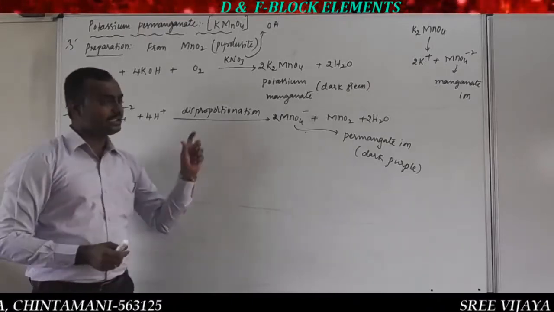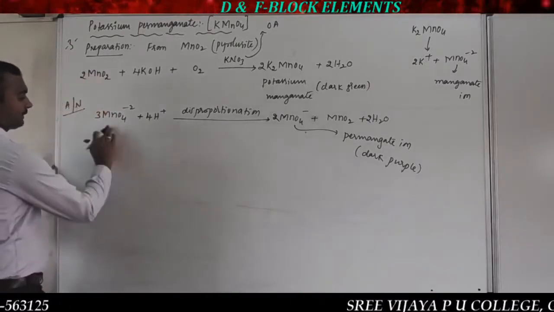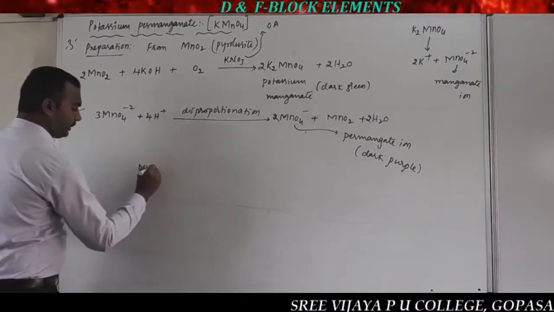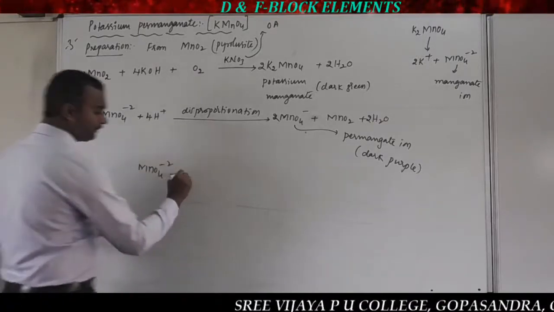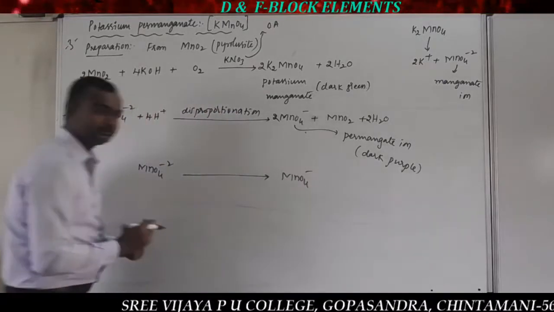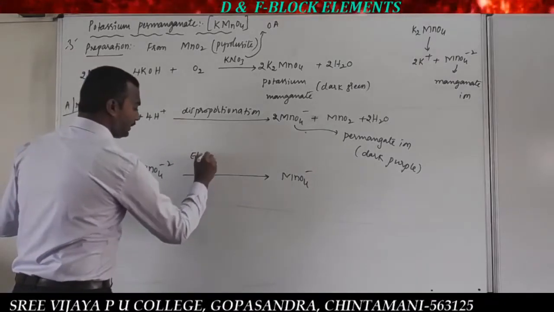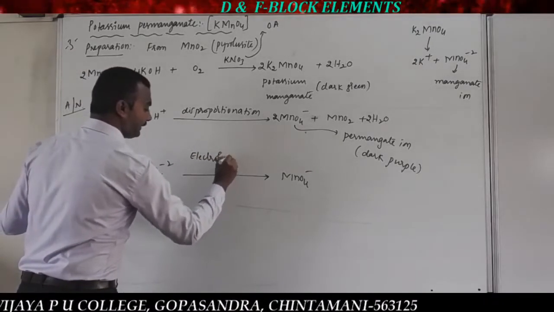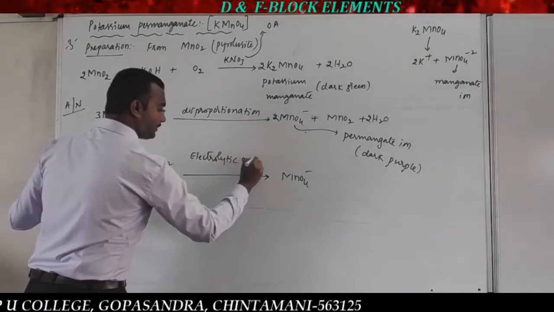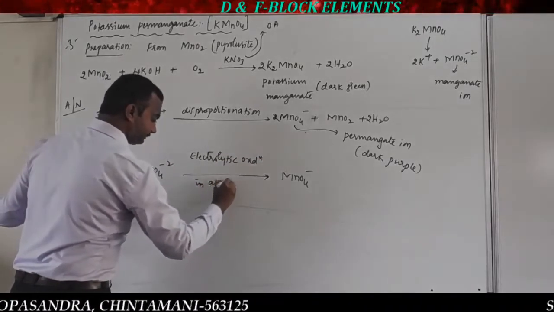One more, the second step can also be done by another reaction. What did we write in the second step? That manganate ion MnO4 2 minus can be converted into permanganate ion by the other reaction. What can be done is just through electrolytic oxidation in alkaline medium.